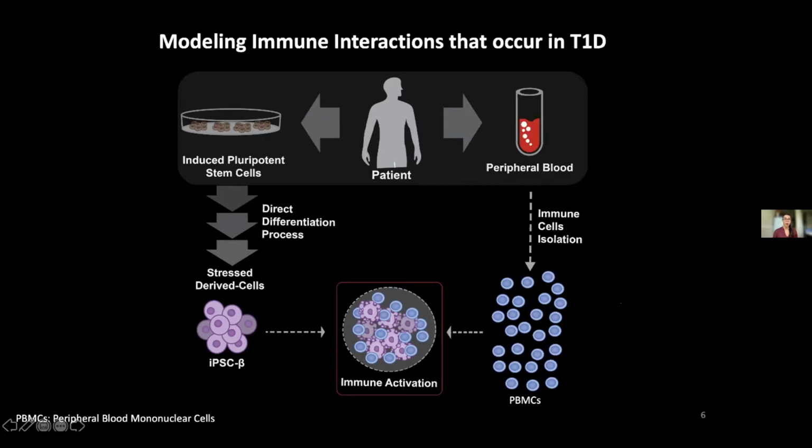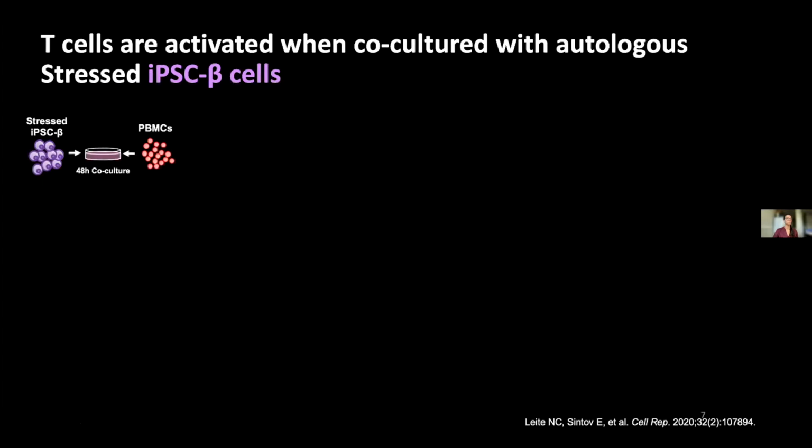One thing that is important to mention here: in order to recapitulate type 1 diabetes autoimmunity, we found that the beta cells had to be stressed prior to the co-culture, which is in line with previous studies that have shown that beta cell stress is linked with autoimmunity in type 1 diabetes. So now I will talk briefly about what we learned from this study.